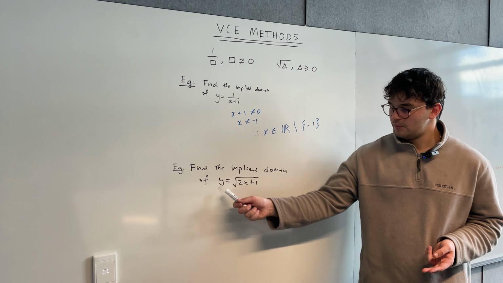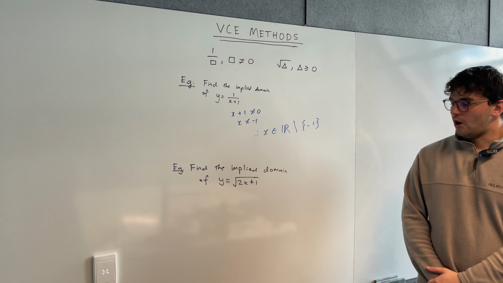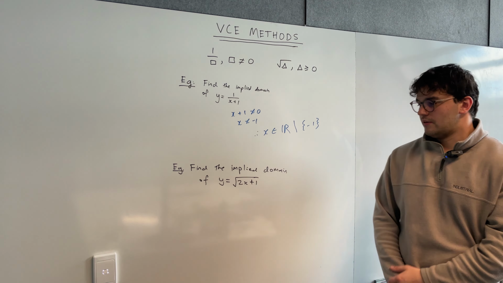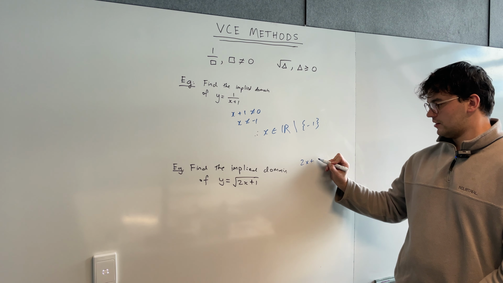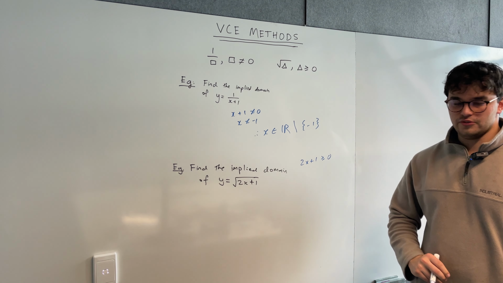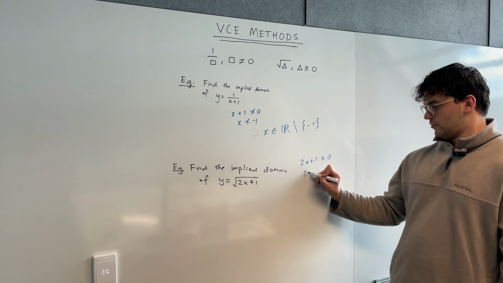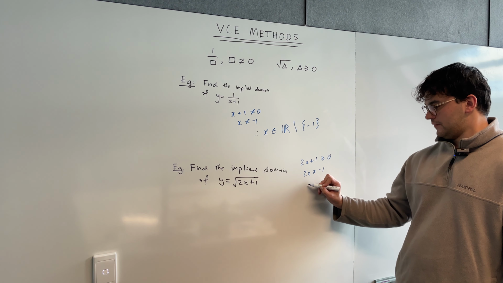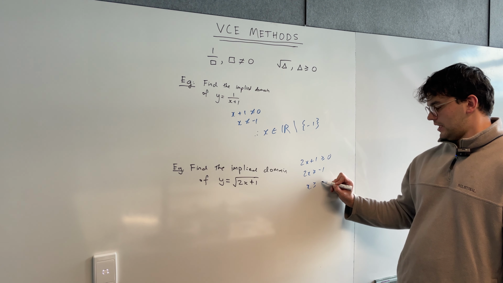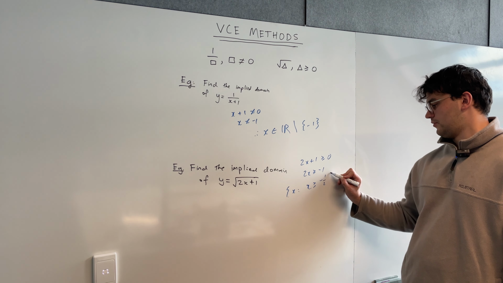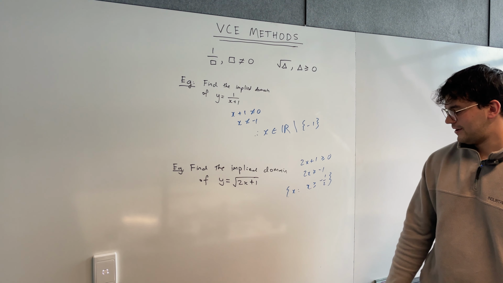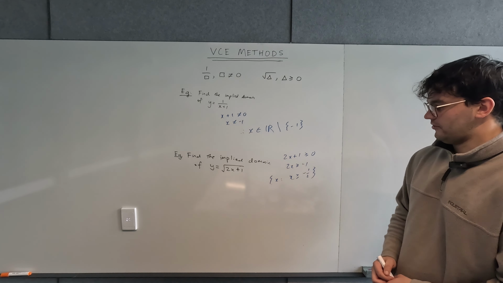So in this example here, we have y is equal to the square root of 2x plus 1. How I find the domain of a problem like this is I say 2x plus 1 is greater than or equal to 0. Therefore, 2x is greater than or equal to -1. Therefore, x is greater than or equal to -1/2. And I just put this into set notation because there's a convenient way of writing that. You could put it into interval notation as well.